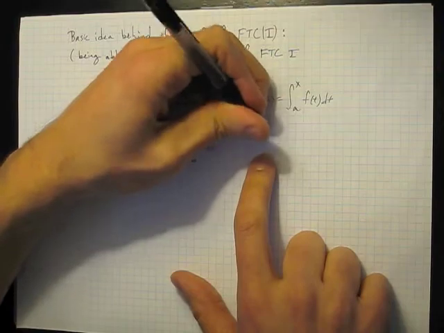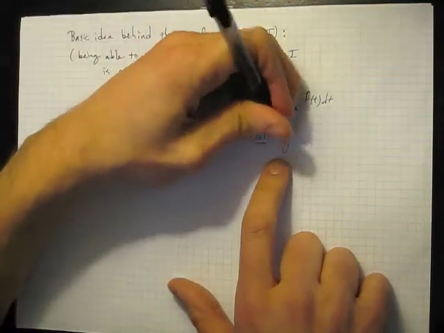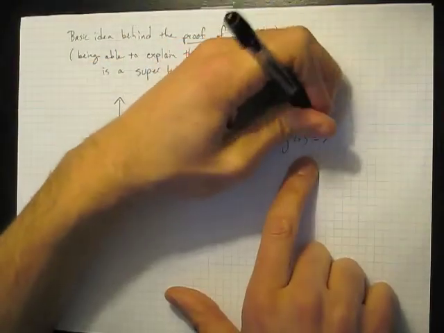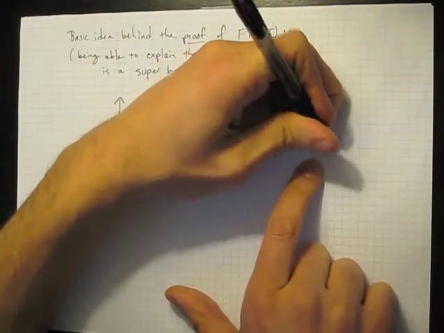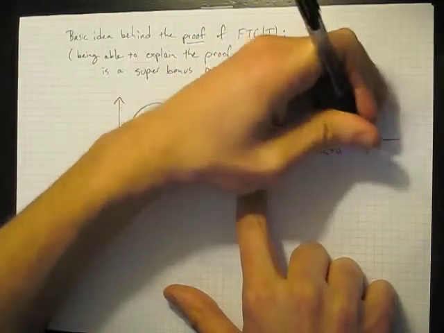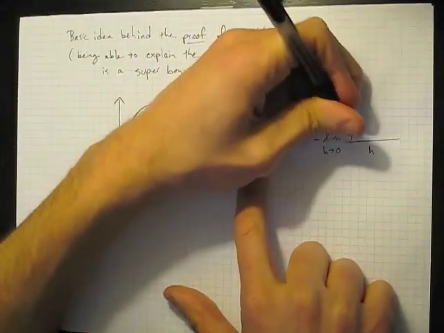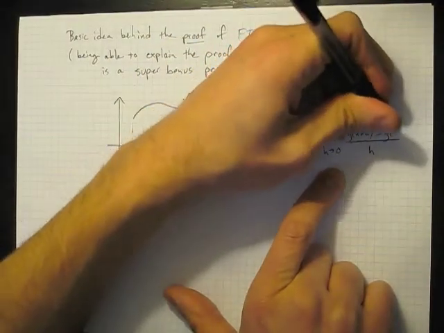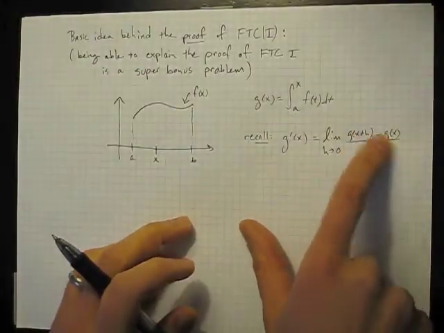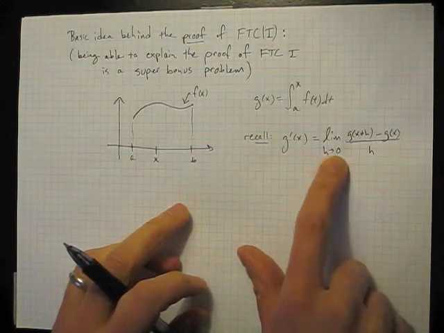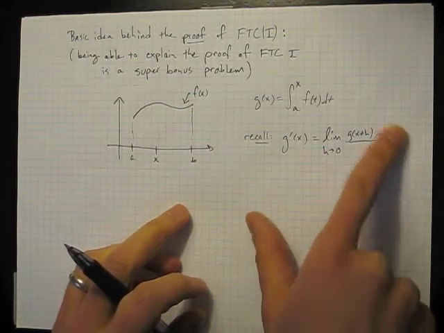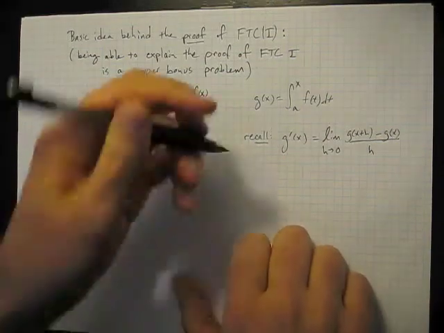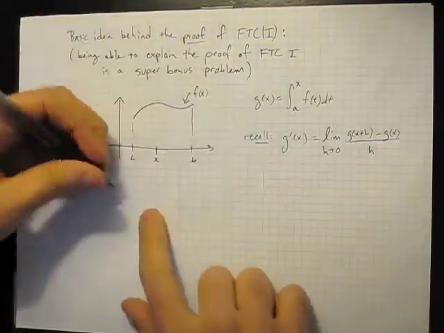So recall, the definition of the derivative of g is the limit as h goes to 0 of the following ratio. It is g, and you plug in x plus a tiny number, subtract g of x, and you take this numerator, divide by h, and then you look at the limit as h approaches 0. That's how we define the derivative in the first semester. Now let's unpack this just a little bit.